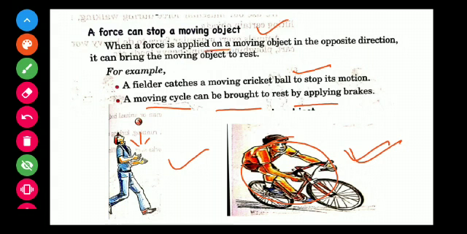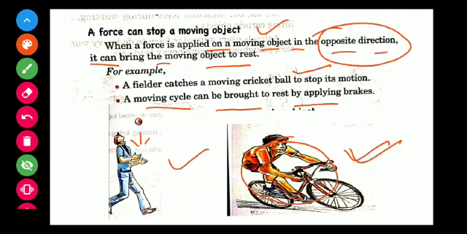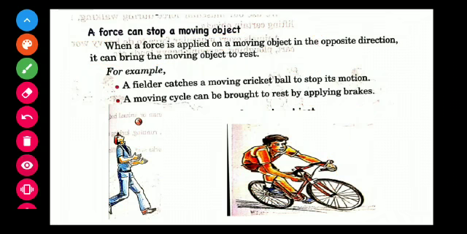When a force is applied on a moving object in the opposite direction, it can bring the moving object to rest, and this is the important term, that is, to stop the moving object, we apply a force in the opposite direction. If we apply a force in the same direction, then there is an increase in speed, and if we apply the force in the opposite direction, then there is a decrease in speed, or maybe we are able to stop a moving object. So this is your effect, that force can stop a moving object.